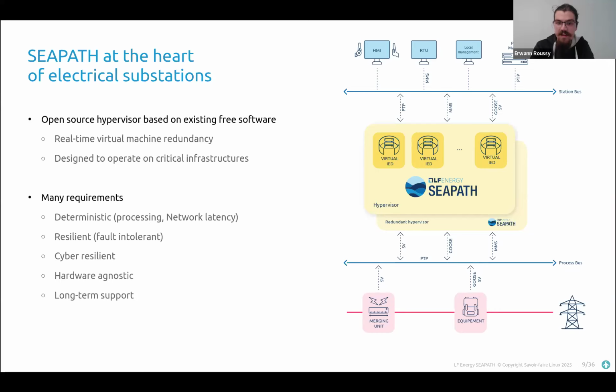And all of these IEDs are running on the SEAPATH project, on a hypervisor, a physical machine running SEAPATH, and on top of that, running virtual machines. Those virtual machines are, of course, real-time virtual machines with redundancy. And all of that is designed to operate in a critical infrastructure. You can see also the redundant hypervisor on the schema on the right. But I will describe a bit more of that later.